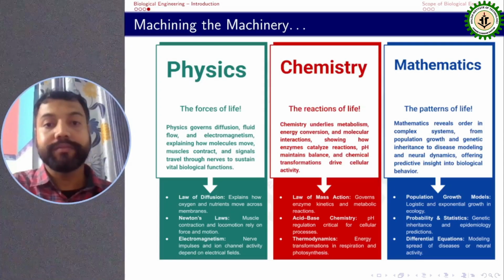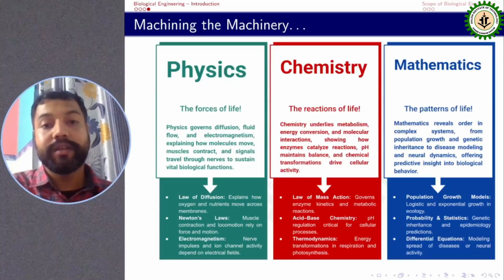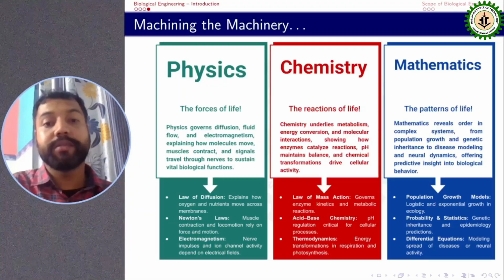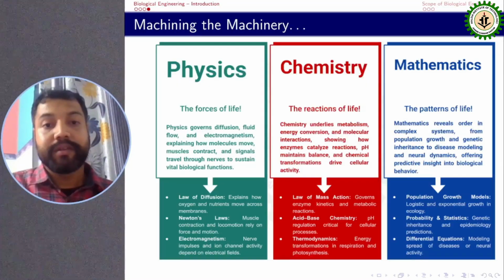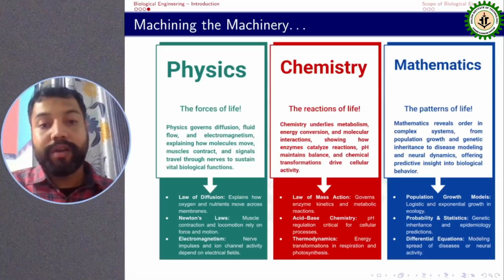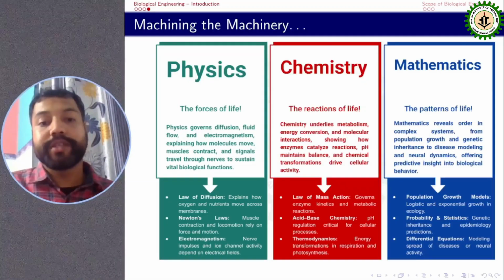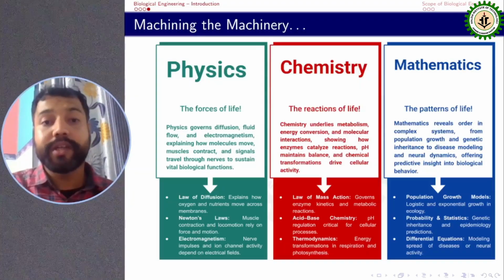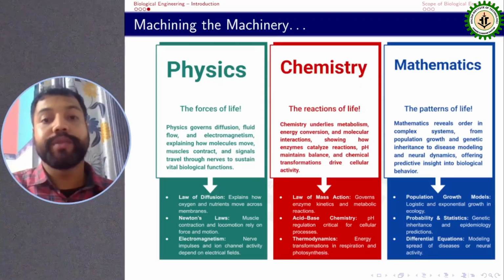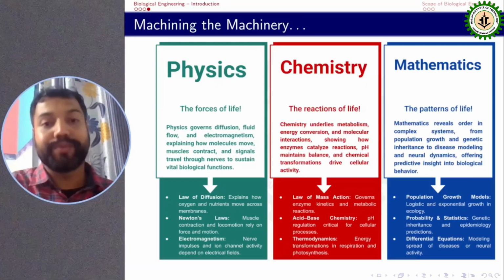living systems. Cells and tissues can be engineered as functional units similar to mechanical parts. Reaction rates, diffusion, and thermodynamics guide system level design, whereas mathematical models help predict system responses even before experimental implementation. Overall, by quantifying biological processes, engineers can standardize, scale, and replicate designs. And ultimately, machining this machinery is about engineering life with precision, predictability, and control.